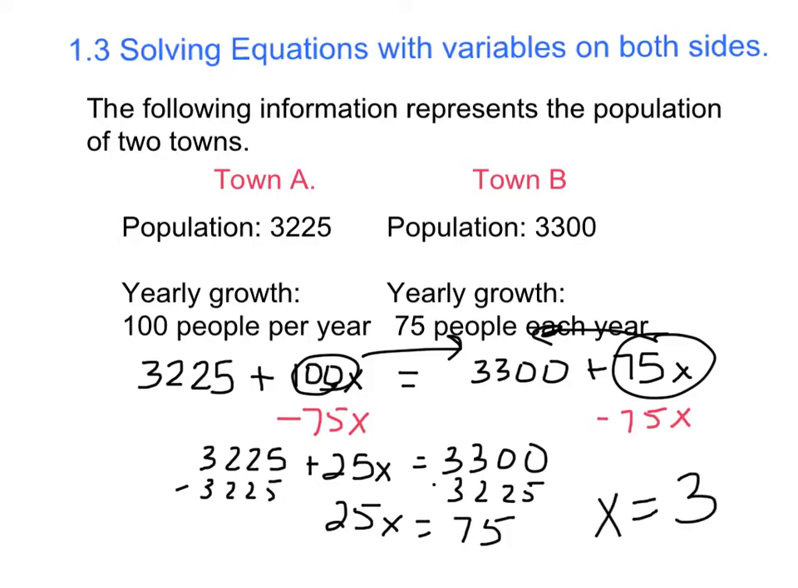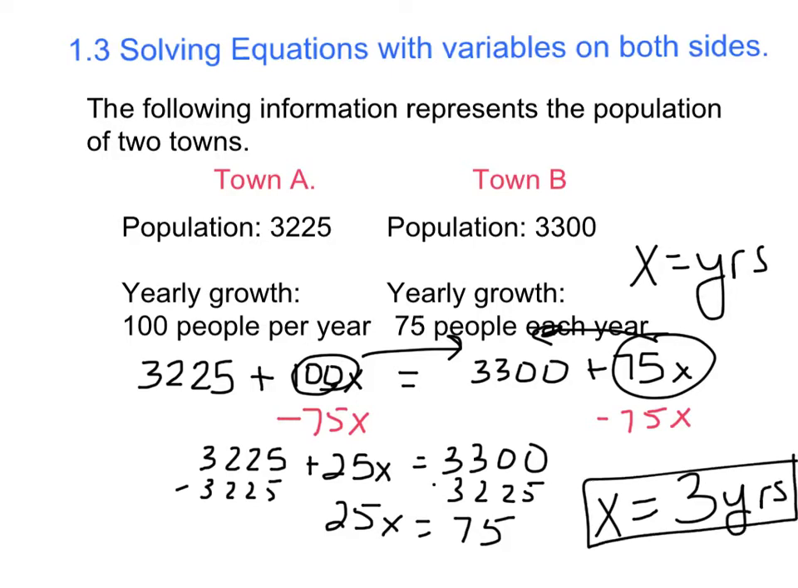So answer the question. After how many years will the populations be equal? So we knew that x equals the number of years. Therefore, x equals 3 years. So after 3 years, the populations of both towns would be equal.